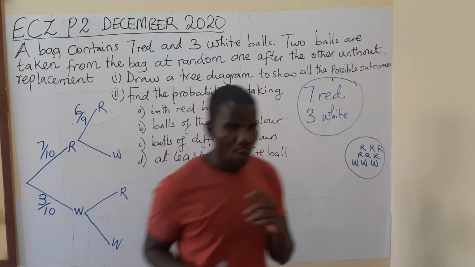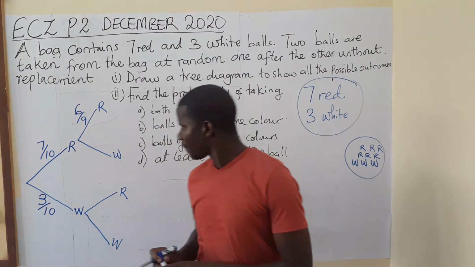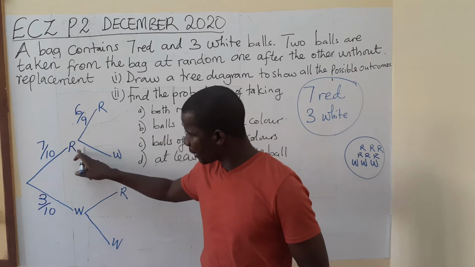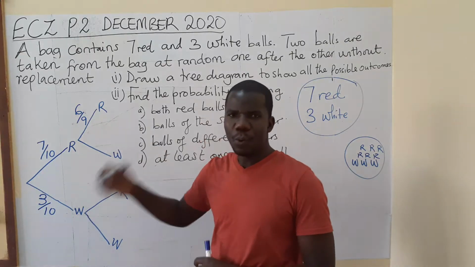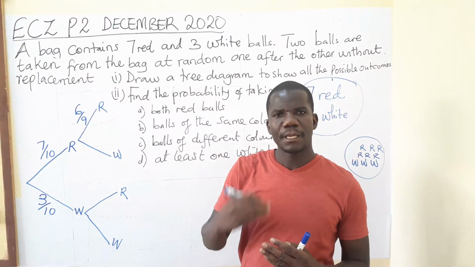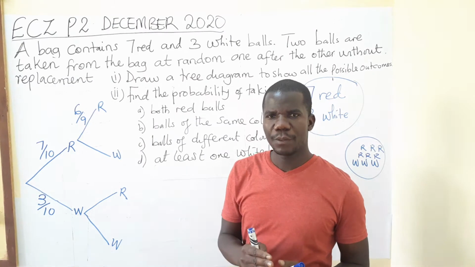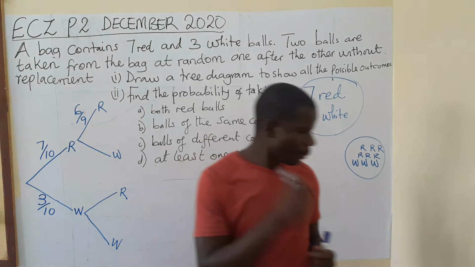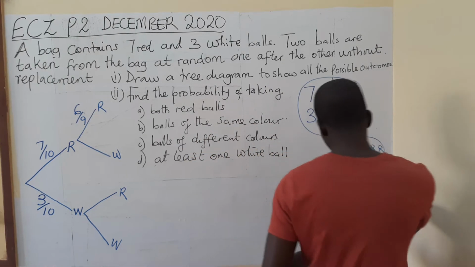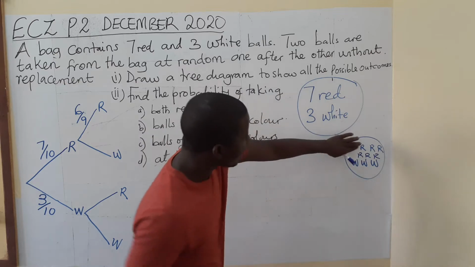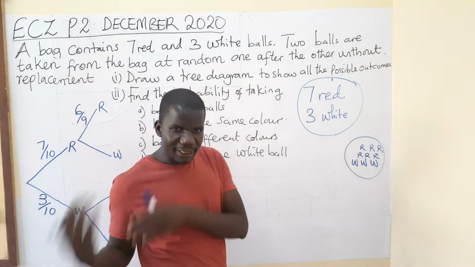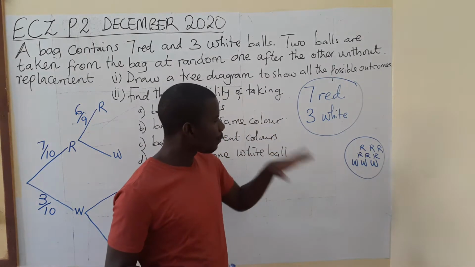Then, if the first ball that we picked was a red ball, what is the probability that the second one is going to be a white ball? So this is where we are. One red ball is already taken. What is the probability that we're going to pick a white ball?